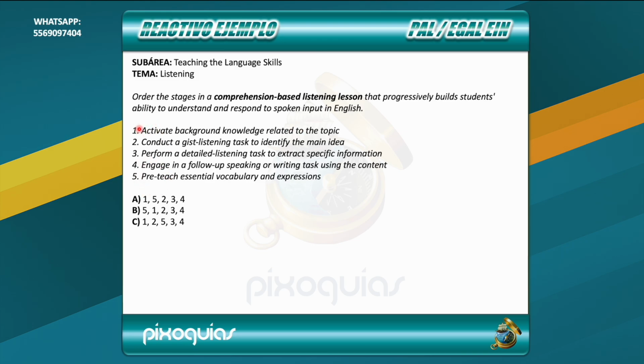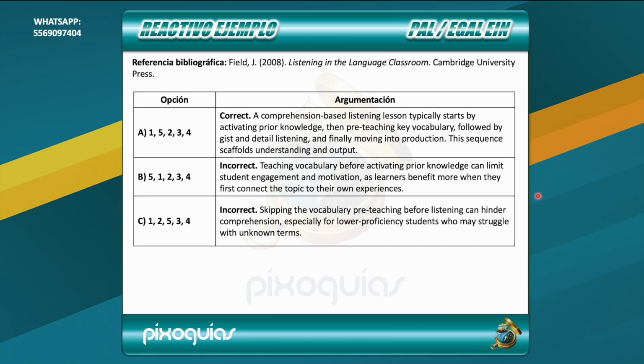First, 1. Activate background knowledge related to the topic. Next, 5. Teach essential vocabulary and expressions. 2. Conduct a gist listening task to identify the main idea. 3. Perform a detailed listening task to extract specific information. And 4. Engage in a follow-up speaking or writing task using the content. The explanation is that a comprehension-based listening lesson typically starts with activating prior knowledge, then pre-teaching key vocabulary, followed by gist and detailed listening, and finally moving into production. This sequence scaffolds understanding and output.